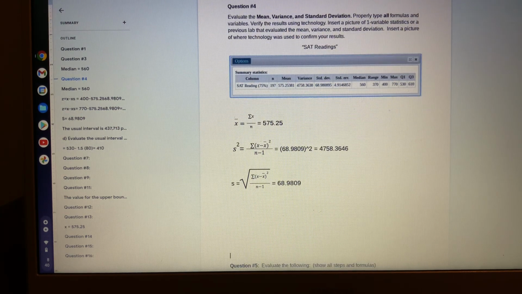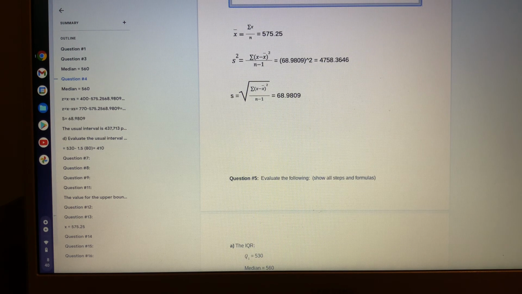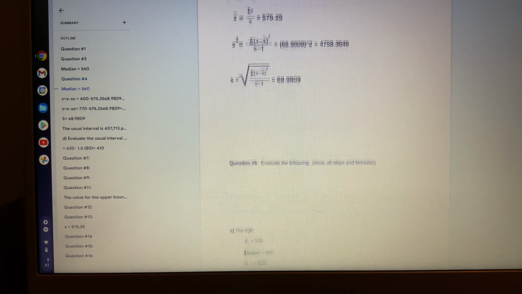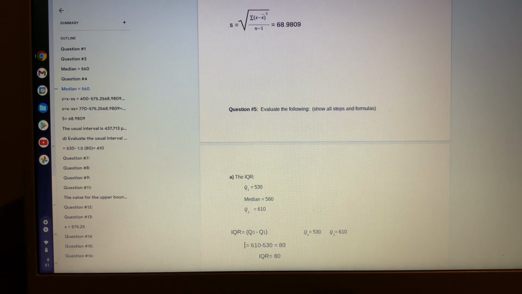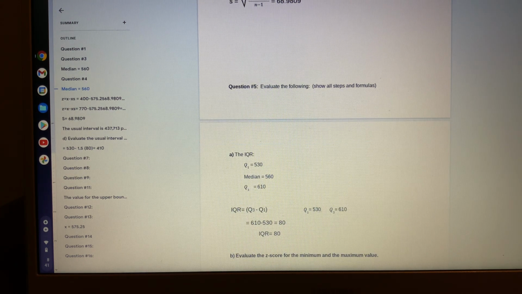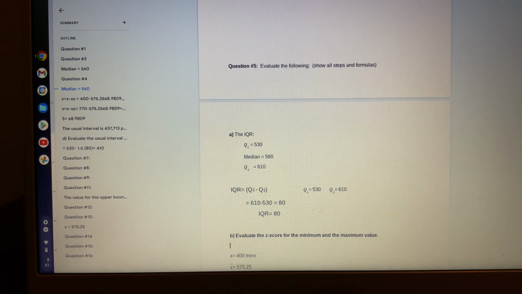And as I moved on for question 5, it asked to evaluate several things. The first was the IQR, which I provided the breakdown for each one so that it made it easier to input into the formula and easy to follow. So my IQR ended up being 80, and as I continued on, it asked to evaluate the z-score for the minimum and the maximum value.